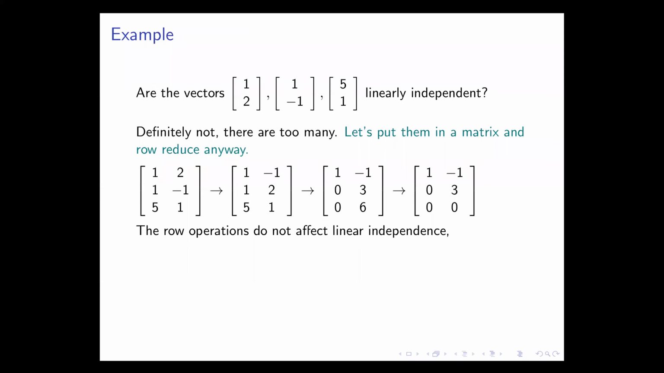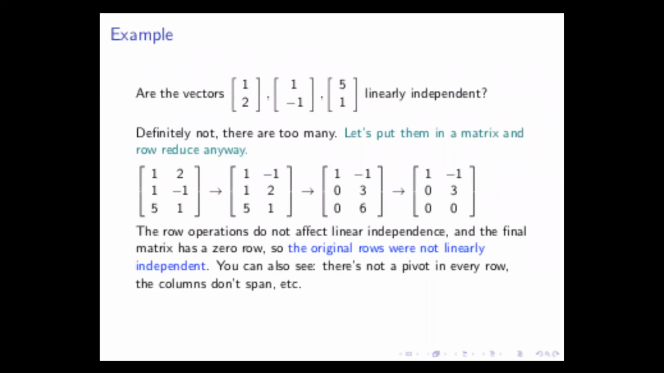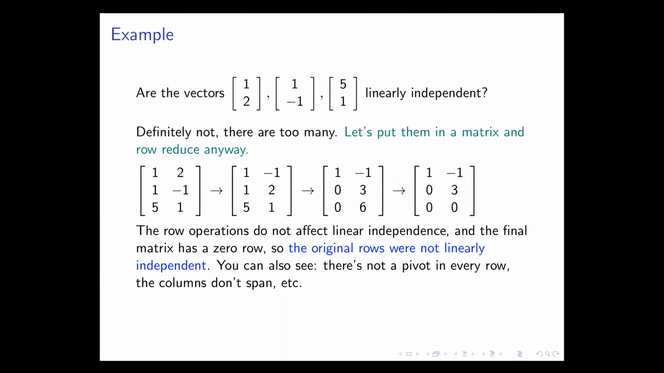As we discussed, the row operations do not affect the linear independence of the system. And the final matrix has a 0 row at the bottom. So the original rows, therefore, were not linearly independent, according to the table that we had earlier. We can see that there is no pivot in every row. The columns do not span, and all other conditions are not satisfied, but the columns are linearly independent, right? If you look at the columns, it's still okay: 0, 1, 0, 0, and -1, 3, 0, they are linearly independent.